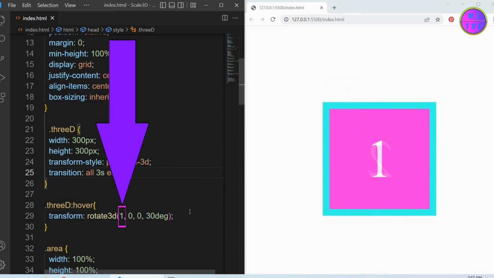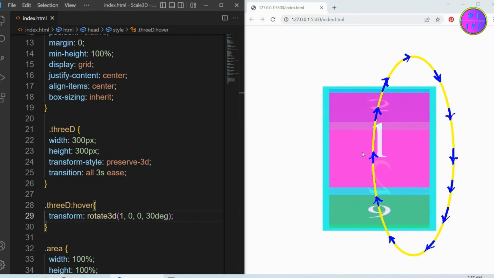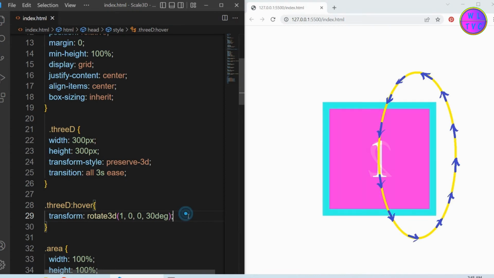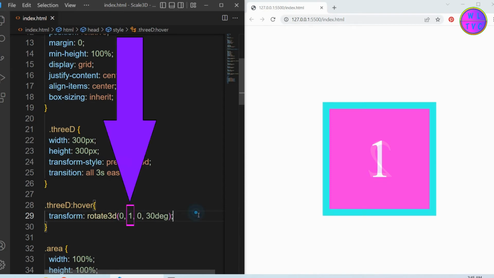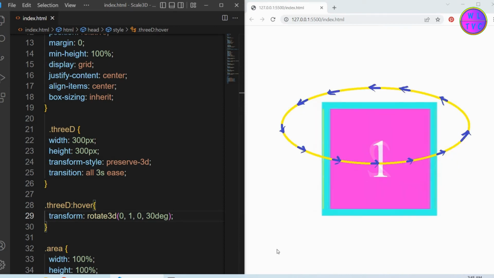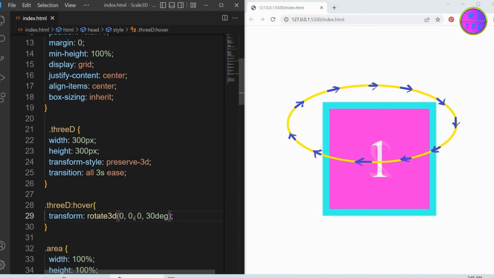The X value will rotate the element on the X axis. Here the positive value rotates the element from the bottom to the top direction, and the negative value rotates the element from the top to the bottom direction. The Y value will rotate the element on the Y axis. Here the positive value rotates the element from the left to the right direction, and the negative value rotates the element from the right to the left direction.